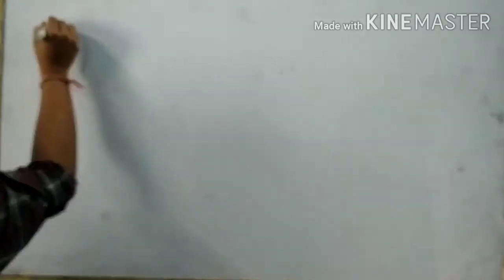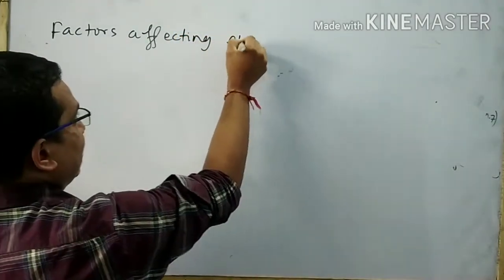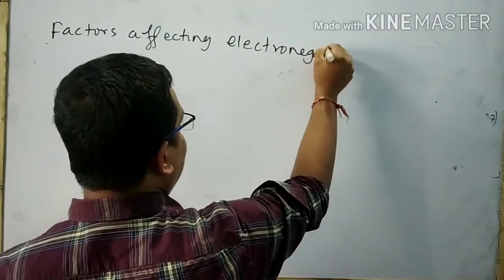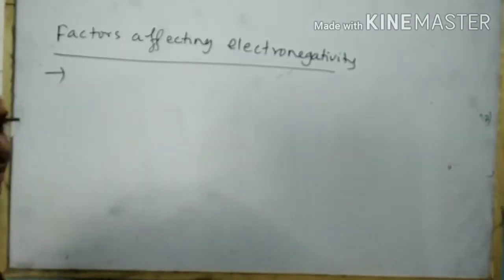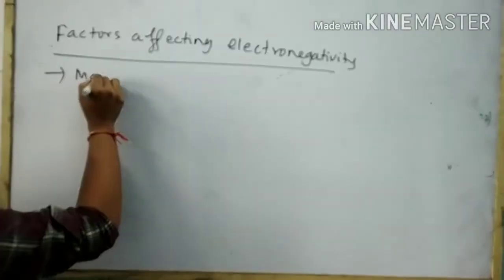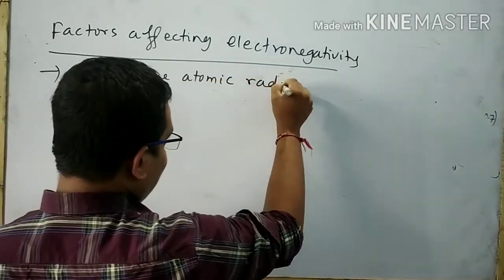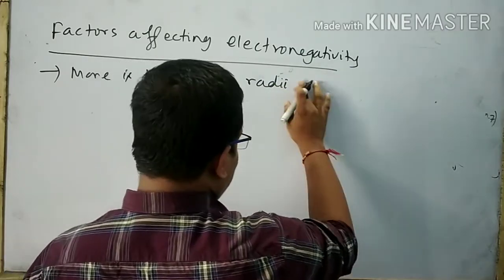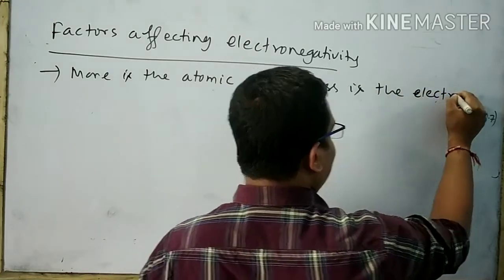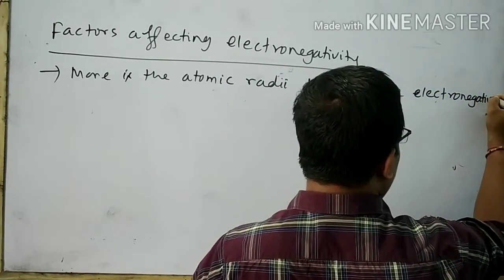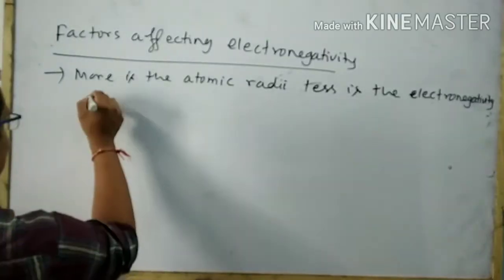Next I will see the factors affecting electronegativity. What are the factors affecting electronegativity? Already discussed some points about the size and the nuclear charge. More is the atomic radius, less is the electronegativity, due to decrease in the nuclear charge.